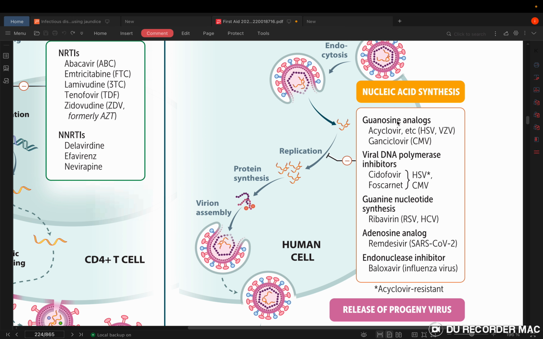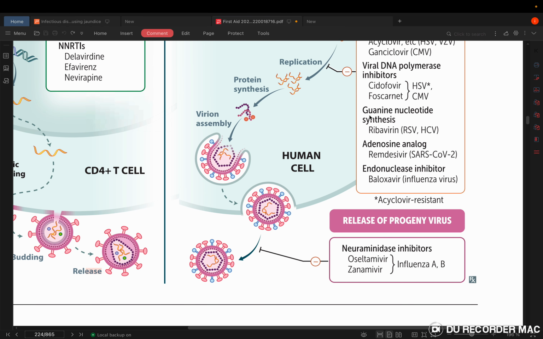So, okay, we also have guanosine analogs like acyclovir and ganciclovir, which is basically pure as gold. So this is a purine analog that will mimic what the virus needs, and I will explain how it works by decreasing the replication, okay? Also, guanine nucleotide synthesis inhibition, ribavirin, the same idea; adenosine analogs, the same idea; and endonuclease inhibitors, which prevent normal proofreading of the made DNA.